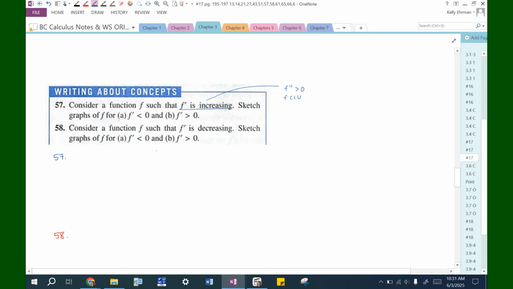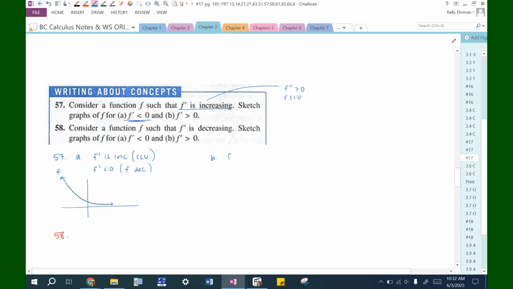Sketch graphs for part A. We have f prime is increasing, which tells me that the graph is concave up. And this says f prime is less than 0, which tells me that f is always decreasing. So I need to draw a graph that's decreasing and concave up. We're just assuming it's defined everywhere. So concave up but decreasing, maybe like an exponential decay graph or something. That's my graph of f.